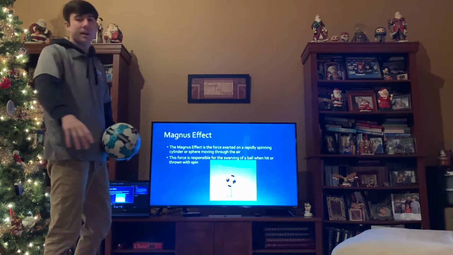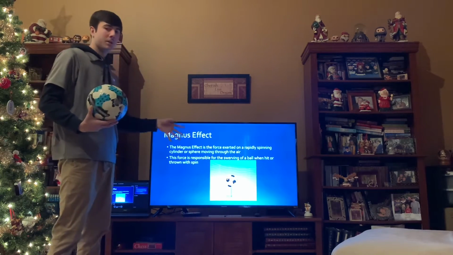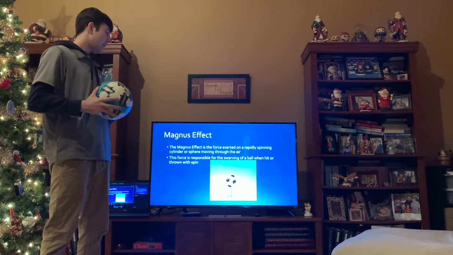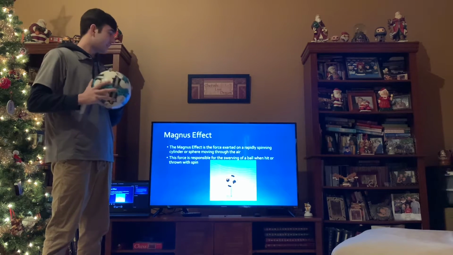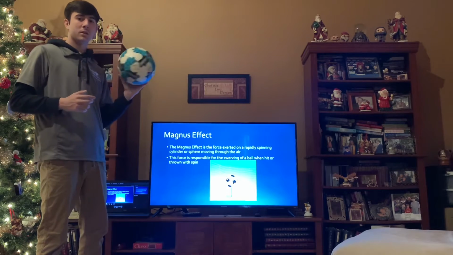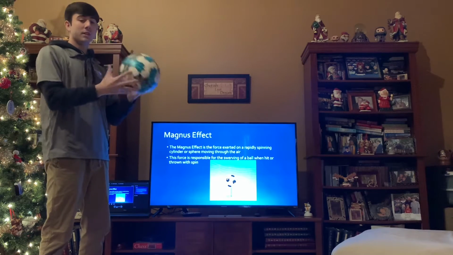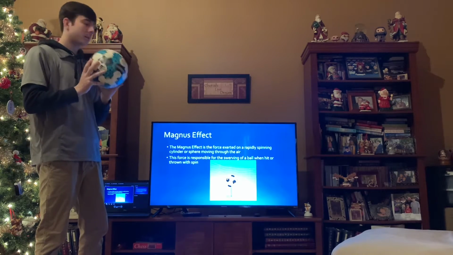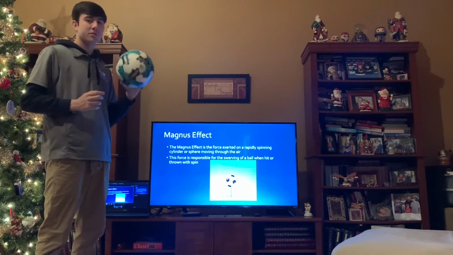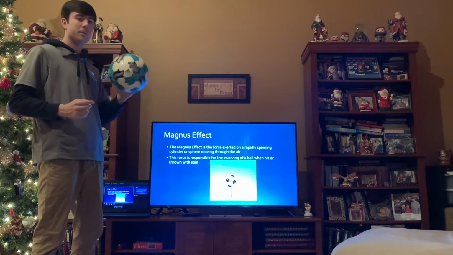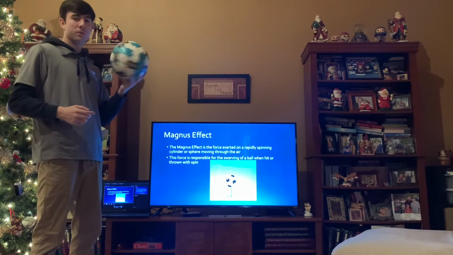Before we can get into that, however, we're going to have to talk about something called the Magnus effect. Now, the Magnus effect is the force that is exerted on a rapidly spinning cylinder, or in our case, a sphere that is moving through the air. This force is responsible for the swerving of the ball when it is hit or thrown with spin.